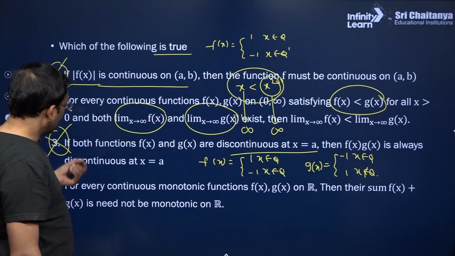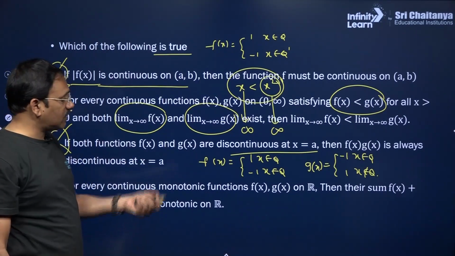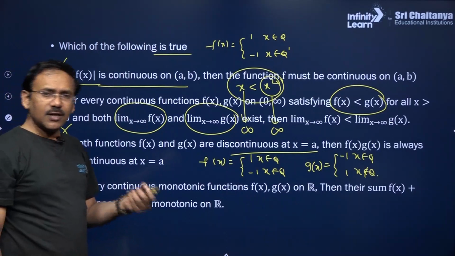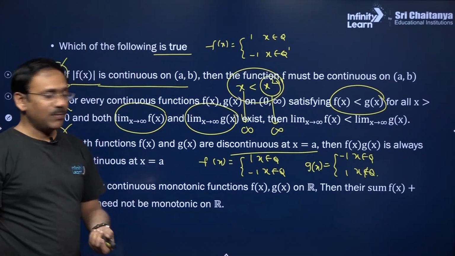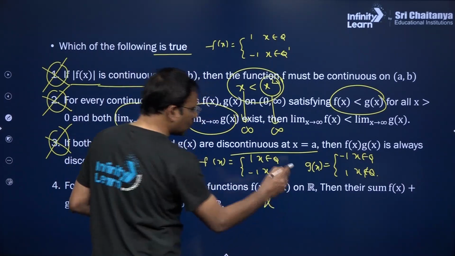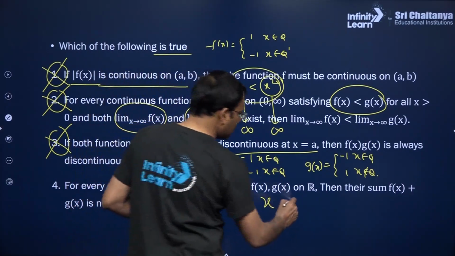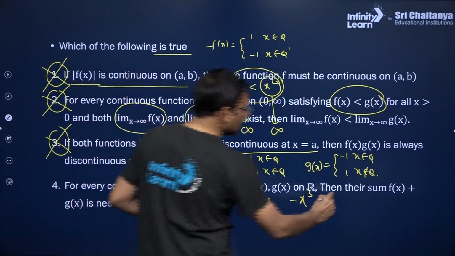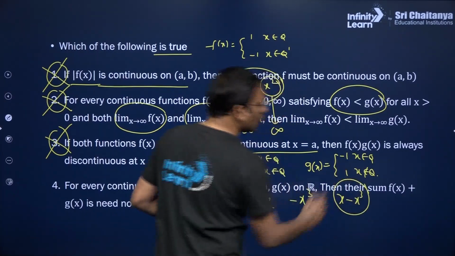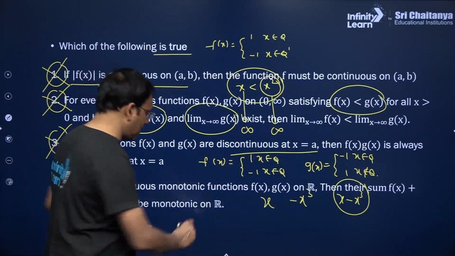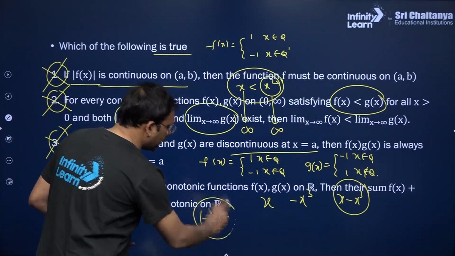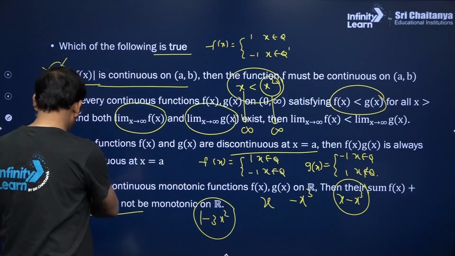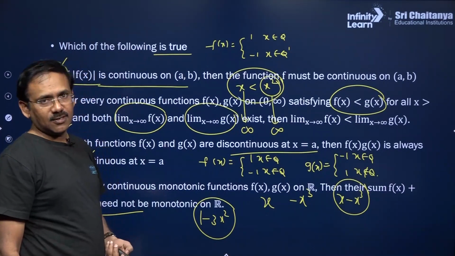You see what is he saying? For every continuous monotonic function f of x and g of x, then their sum need not be monotonic. Correct, friends. Monotonic plus monotonic need not be monotonic. The best example is y is equal to x is increasing function, y is equal to minus x cube is decreasing function on R, but their sum is x minus x cube is not monotonic because its derivative is 1 minus 3x square, which becomes positive in some cases, negative in some cases. So, my dear friends, this need not be monotonic is the right answer. So, fourth option is the right answer, friends.